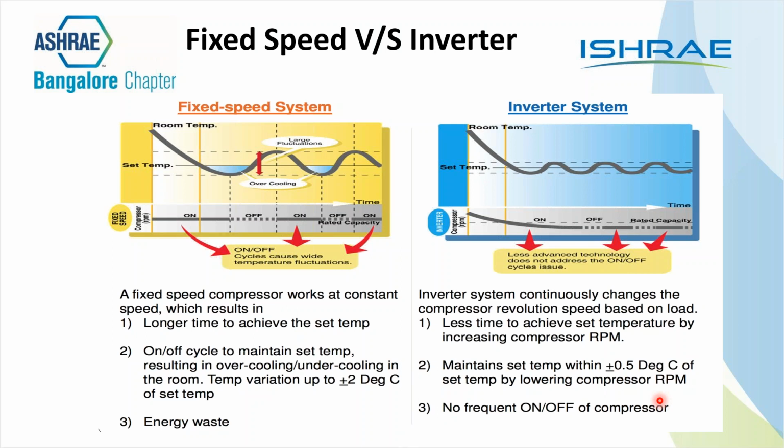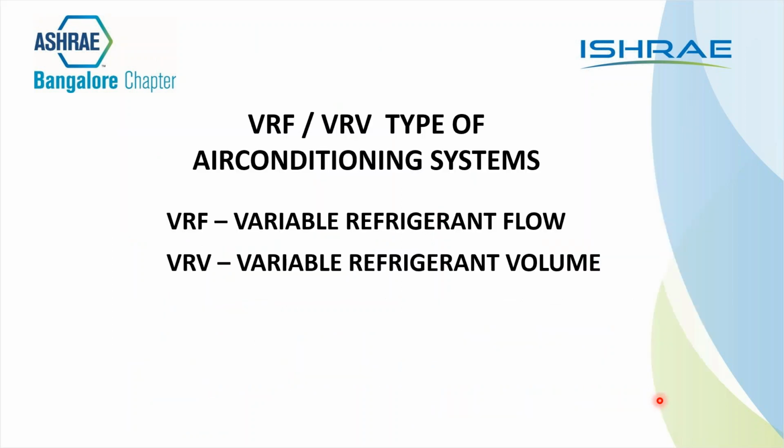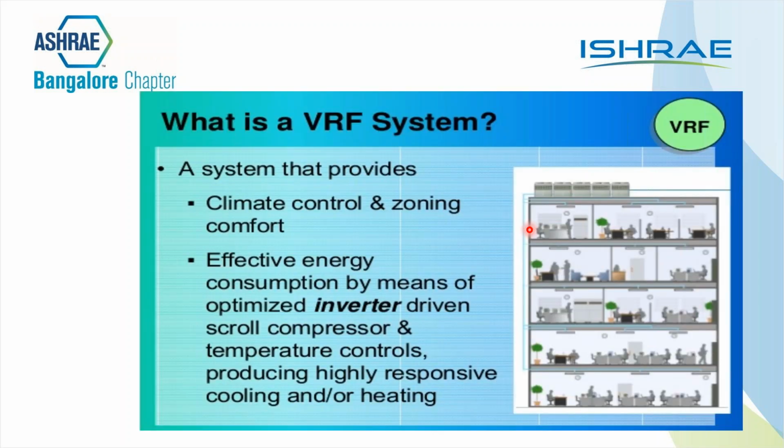Now, I want you to understand this very, very clearly, since this plays an important role when we are talking about diversity in a VRF system. Now, what is a VRF or a VRV type of air conditioning system? VRF is termed as variable refrigerant flow. VRV is known as variable refrigerant volume. However, both are the same. There is no difference between VRV and VRF. Some brands call it VRF, some brands call it VRV. So both are the same. There is no difference in the type.